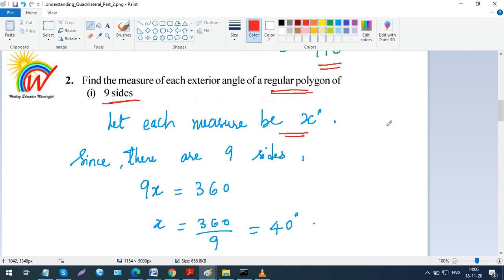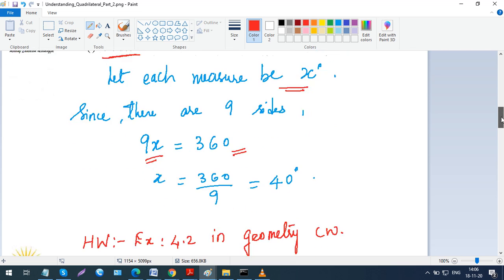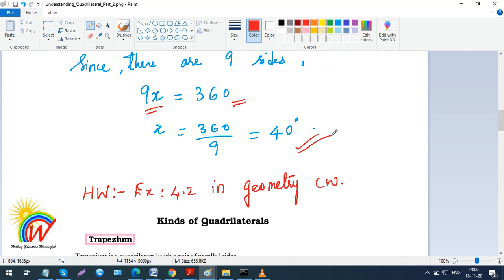Since there are 9 sides, it's going to be 9x, because there are 9 times you have x. All added together, x added 9 times is going to give you 360, so x is equal to 360 by 9, which is 40 degrees. So this is the answer. This exercise is very simple. Do this in your geometry classwork.